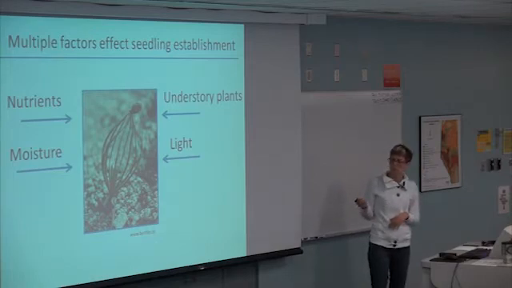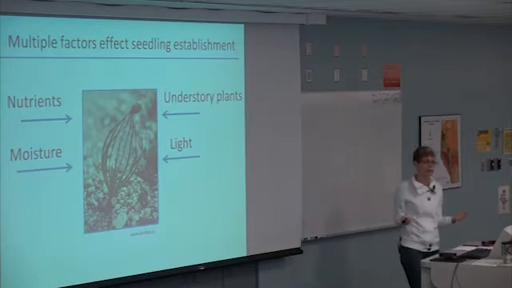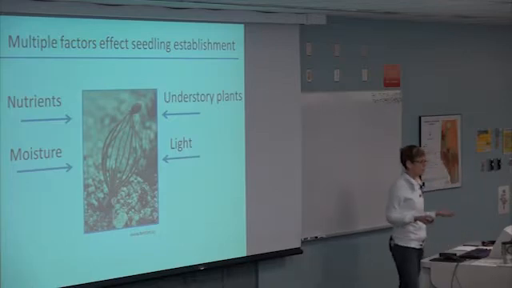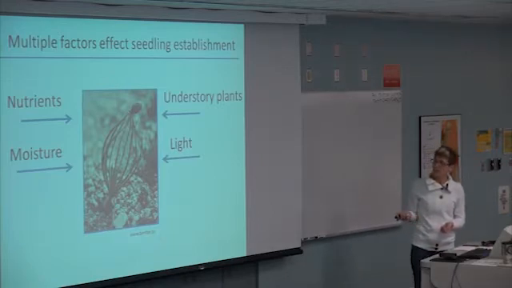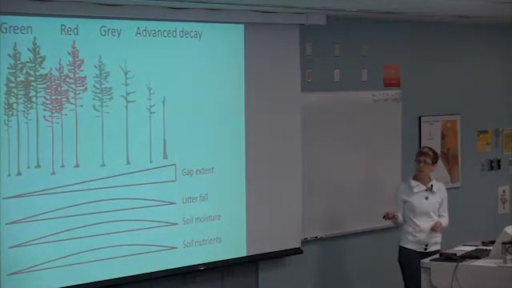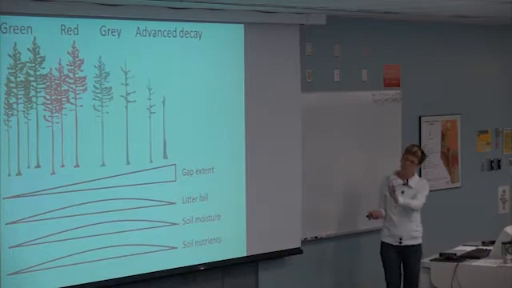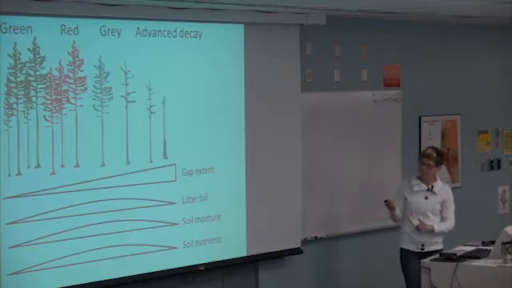And as most ecologists know, you have these common factors affecting seedling establishment: soil nutrients, soil moisture, light levels, the presence and composition of understory plants. All these things are going to affect how that seedling grows, whether it survives, and how it does in the future. And all these things are impacted by tree mortality following mountain pine beetle. So this is a schematic I'll be using for the rest of the talk, and this is what I showed you already.